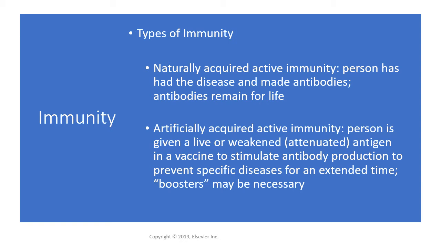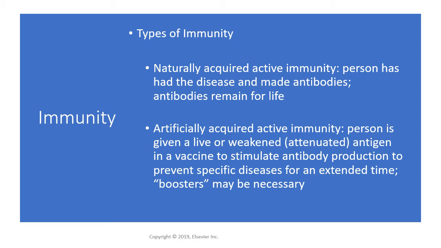Artificially acquired active immunity: a person is given a live or weakened, or attenuated, antigen in a vaccine to stimulate antibody production to prevent specific diseases for an extended period of time, and boosters can be necessary. If anybody has been on a normal vaccination schedule, you know that we have to get boosters in order to achieve the same amount of immunity that we had when we first got these vaccinations.